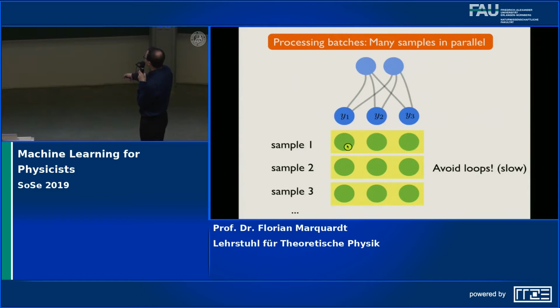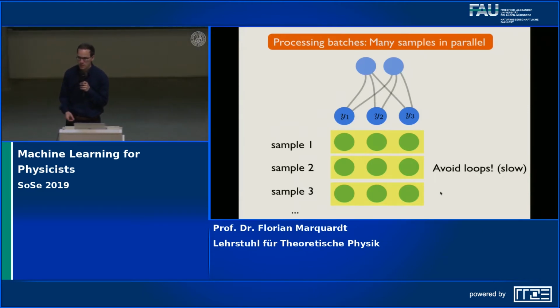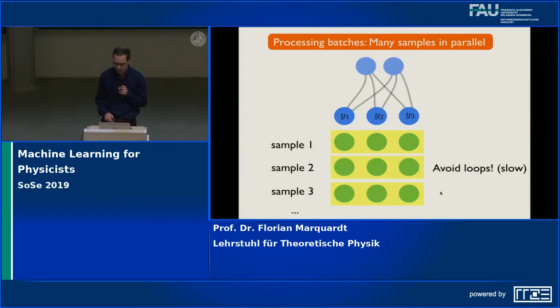You want to feed many samples in parallel into the network without just doing a loop. Of course, you could always loop over all these samples and produce the corresponding output and then store the output. But you want to do it without a loop because, at least in an interpreted language like Python, a loop would be terribly inefficient.